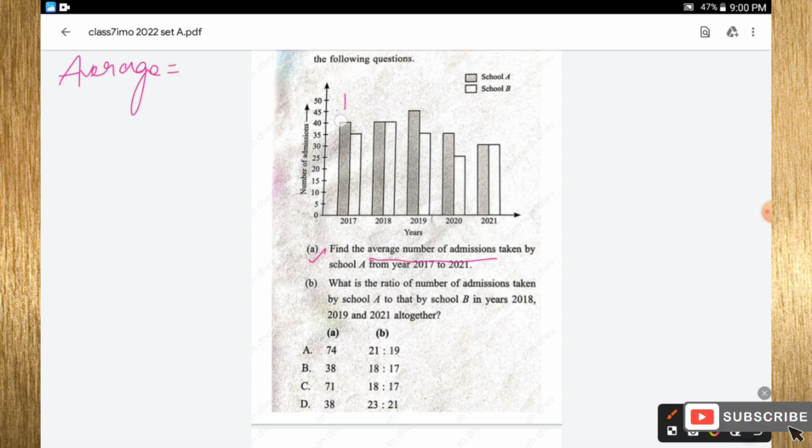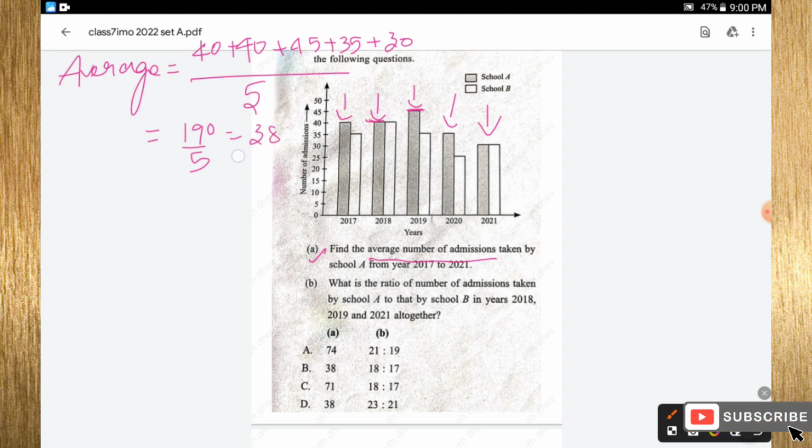That is the total number of admissions taken in each year divided by the total number of years. The total number of years is 5. So what is the total number of admissions taken from 2017 to 2021? In 2017 it is 40, and in 2018 also it is 40. Then 2019 is 45. Next, 2020 is 35 and 2021 is 30. When you add all together, you get 190, divided by 5, which gives 38. So this is the average.